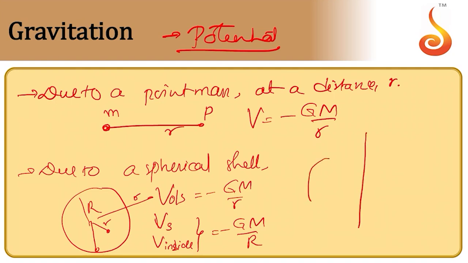So if I plot a graph of V versus r, it's something like this. It remains constant at a value minus GM by R up to the surface. Outside it is a 1 by r dependent curve.